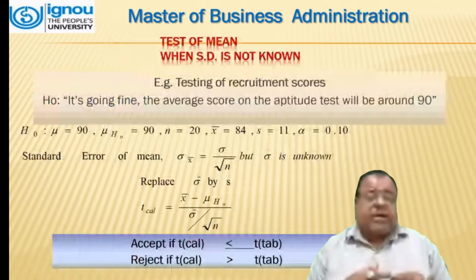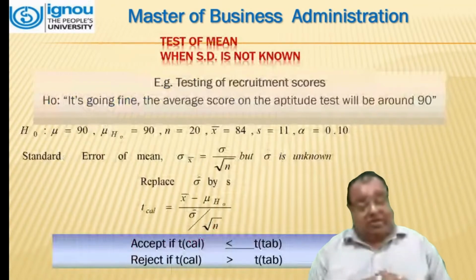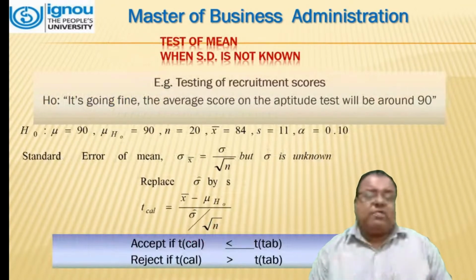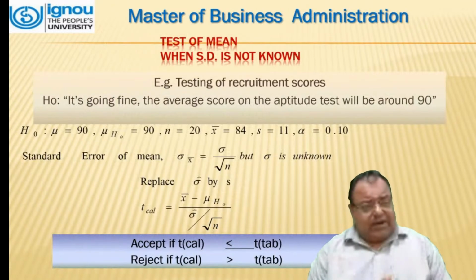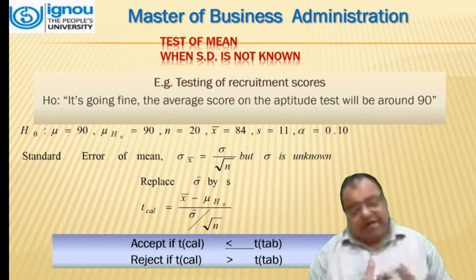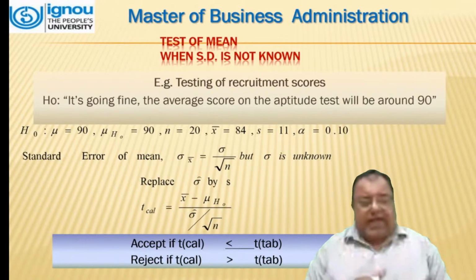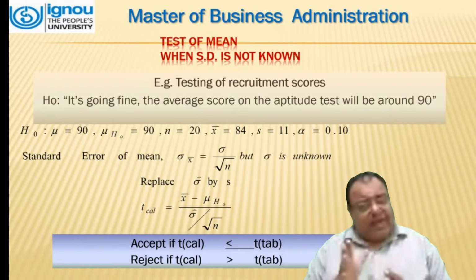Here we have to test the mean when standard deviation is not known. The problem is related to testing of recruitment scores. The average score on the aptitude test will be around 90. So your H naught will be mu equal to 90, and mu H naught will be 90, n is equal to 20, x bar is equal to 84, s is equal to 11, and here alpha we are using 0.10.